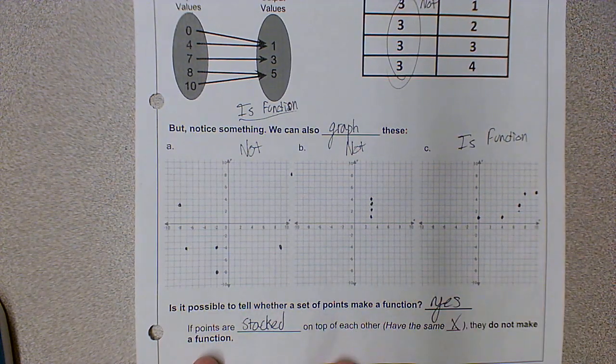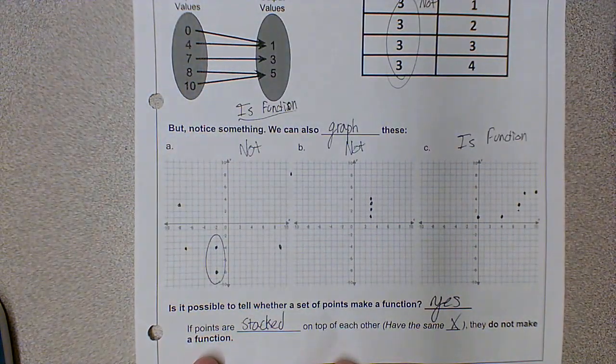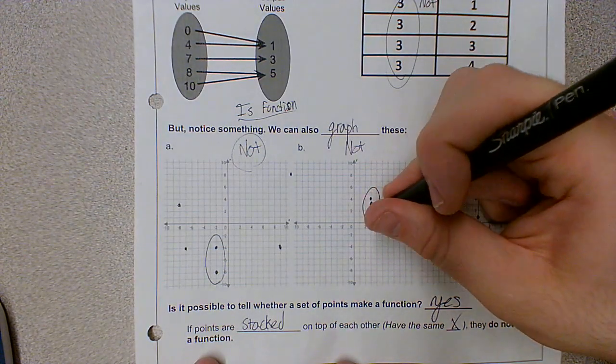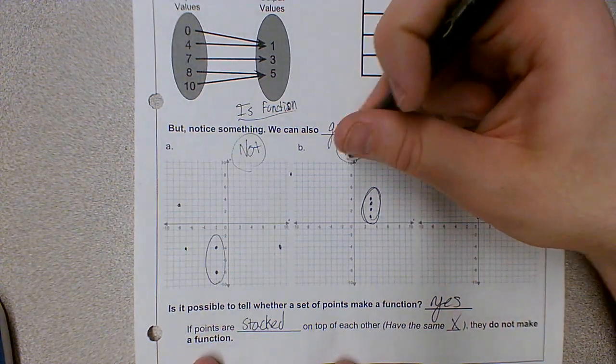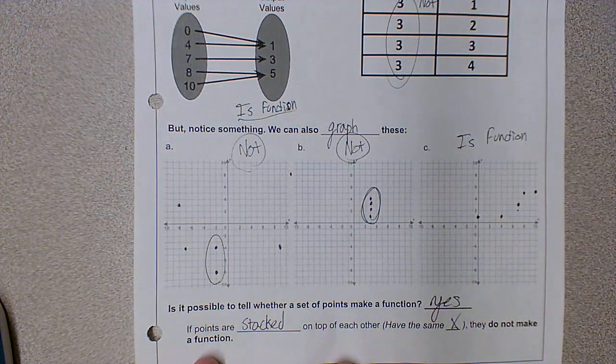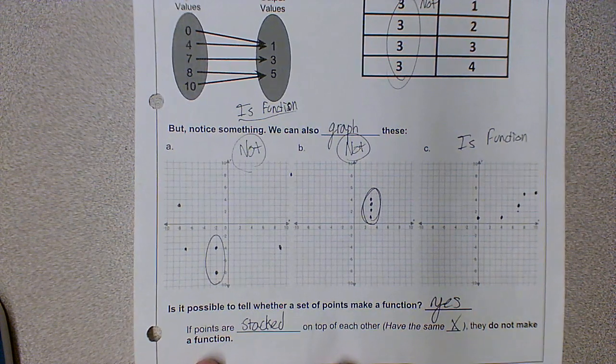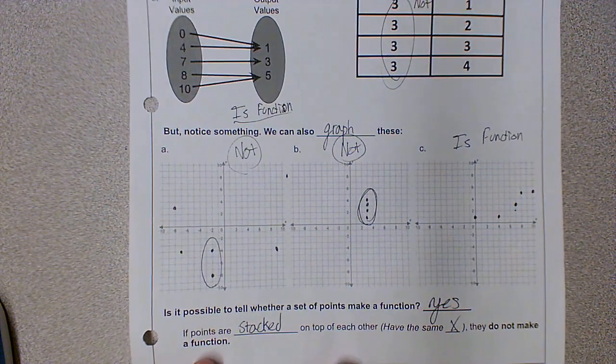If there's points that are stacked on top of each other like this, it is not a function. See how all 4 of these points are stacked on top of each other? Since they're stacked like this, it is not a function. So, I don't have practice for these notes. I want you to go right to the quick check and try these.